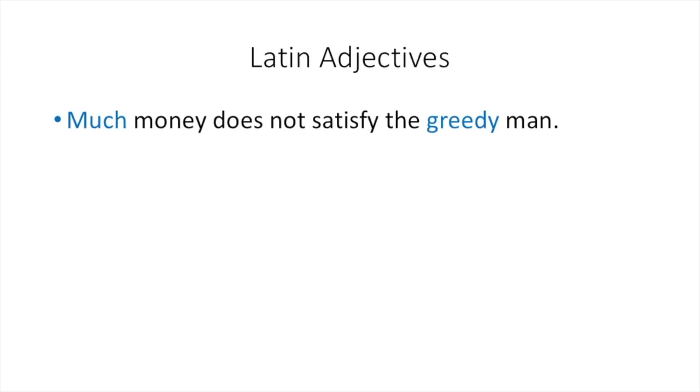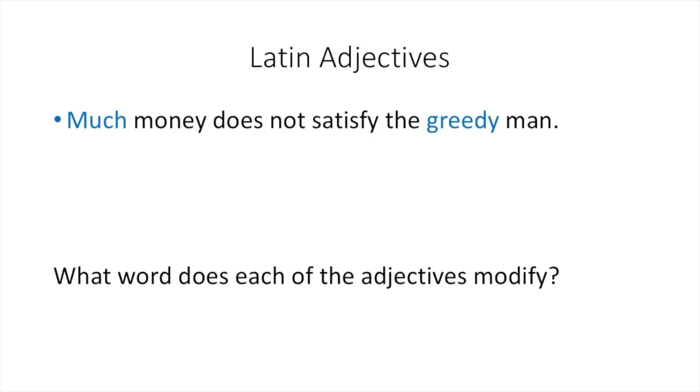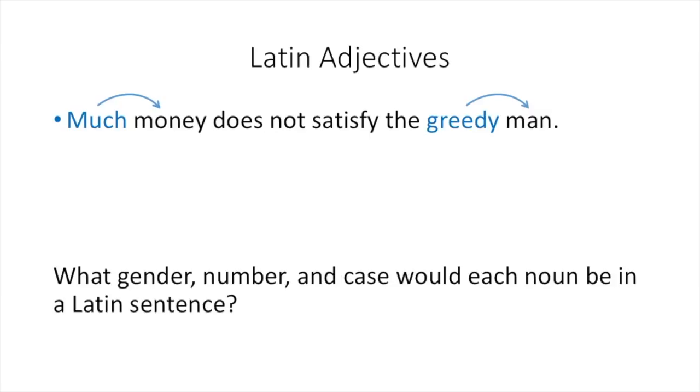Now let's look at how these adjectives are used in a sentence. Let's take our sample sentence, much money does not satisfy the greedy man. The first thing to do is figure out what word each of our adjectives modifies. If you said that much modifies money and greedy modifies man, you are correct. Now we need to find out what gender, number, and case each noun would be in your Latin sentence.